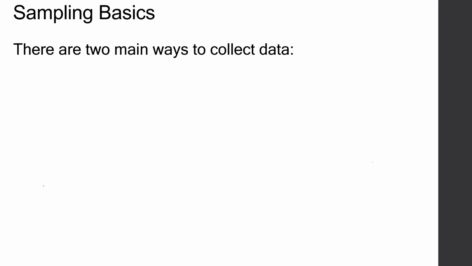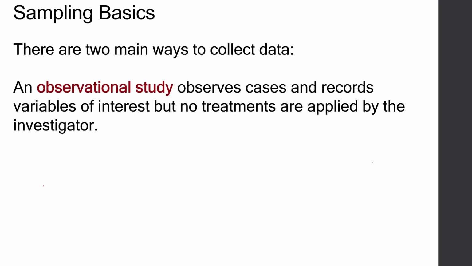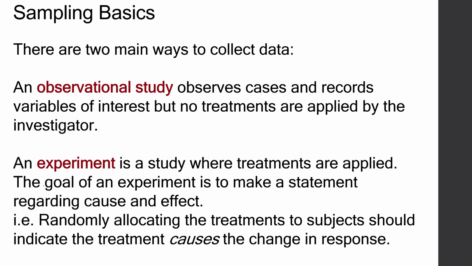There are two main ways that we collect data. An observational study just merely observes cases and records variables of interest, but no treatments are applied by the investigator. An experiment is different. It's a study where treatments are applied. We perturb Mother Nature. The goal of an experiment is to make a statement regarding cause and effect, i.e., randomly allocating the treatments to subjects should indicate the treatment causes the change in the response. So experiments allow you to make a causal conclusion. In an observational study, it's much more difficult to make a causal conclusion. We can just say that we observed them happening together. The variables are associated, whatever.